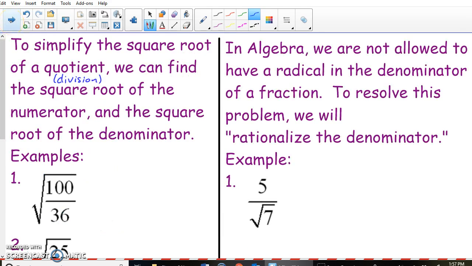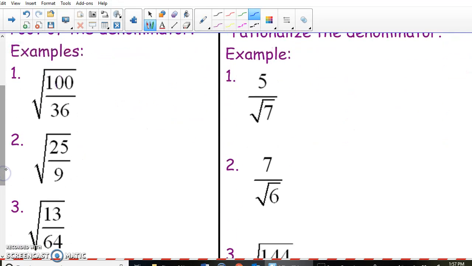Alright, and then for the last couple parts here, it says to simplify the square root of a quotient. Remember, quotient is division, we can find the square root of the numerator and the square root of the denominator. So on these ones, on the left-hand column here, basically this is just saying that you can also write a problem like this. You can write it like this.